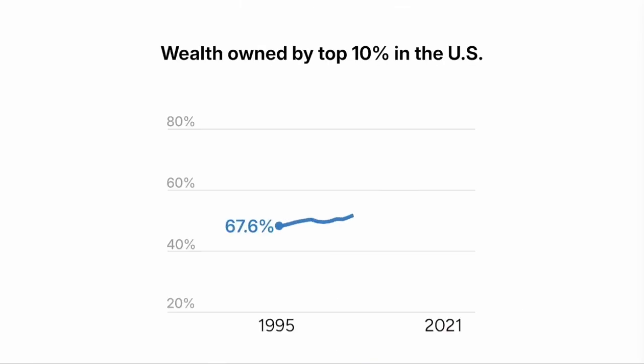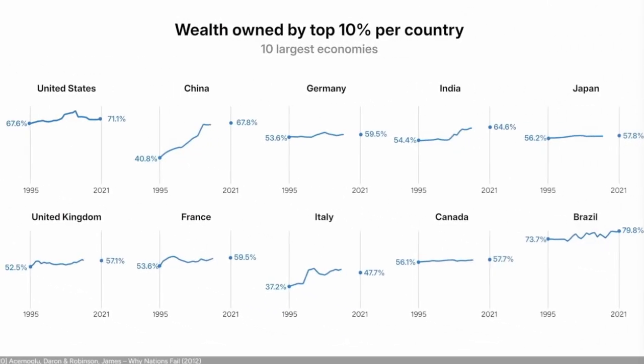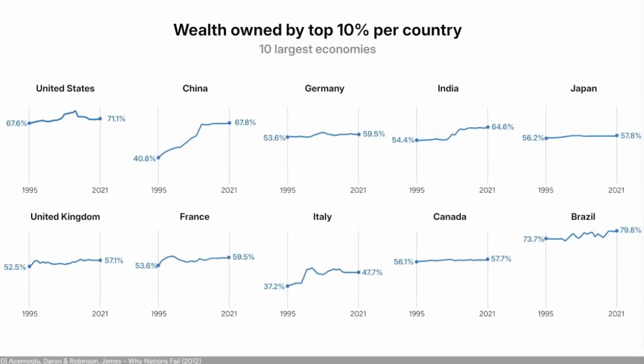Each country has a different trend, but in the US, the top 10% owns 71% of the wealth in 2021, more than 25 years earlier. This number also went up in all of the world's top 10 economies. This can have negative impacts, and several economists argue that the more unequal a society, the weaker its institutions tend to become over time.